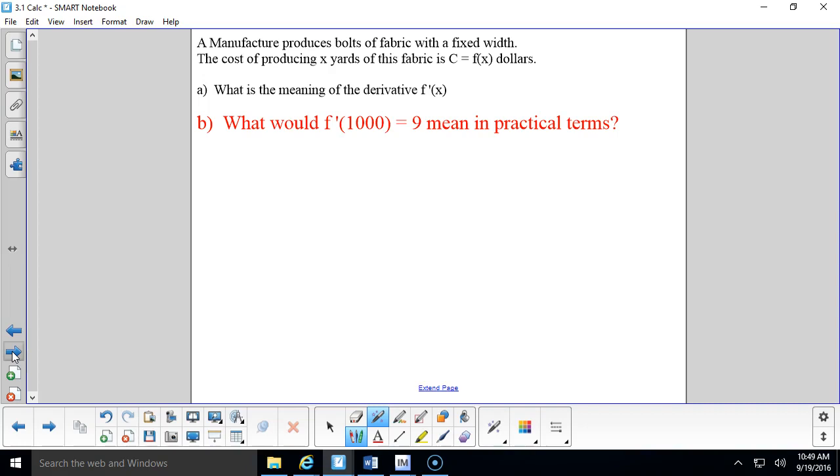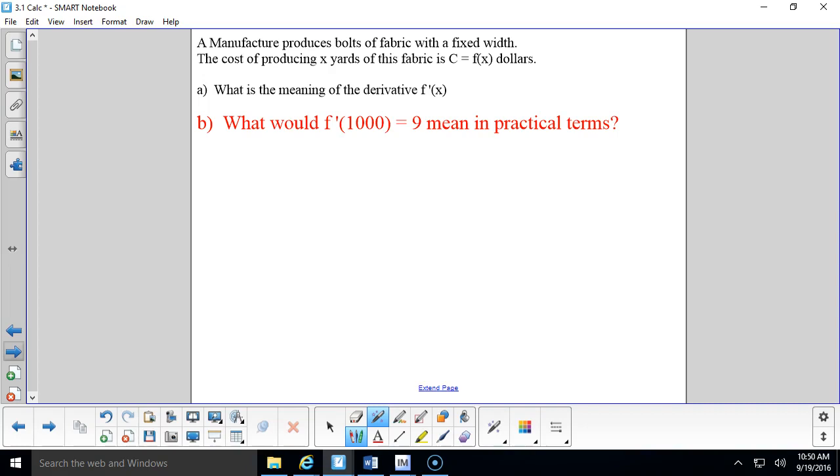What would f prime of 1,000 equal 9 mean in practical terms? The derivative is the rate of change of the function, and f prime in this problem is the cost. So the derivative is the rate at which the cost is changing, and in this case that rate is 9. Remember this was in dollars, so that's $9. That doesn't mean it costs you $9 to produce it. That means the cost is changing at a rate of $9 per yard.